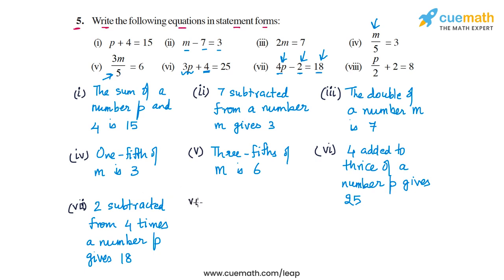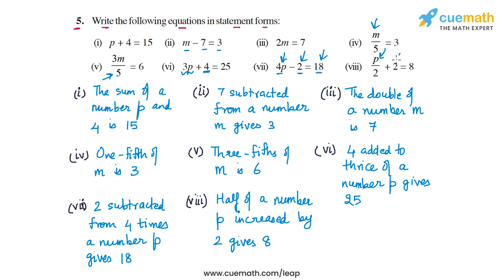Finally, in part 8, the equation is p by 2 plus 2 is equal to 8. So p by 2, we could refer to it as half of p. So half of a number p, let's write it in a different way this time, increased by 2. So increased by 2 means you're adding 2. So increased by 2 gives 8. So half of p, so p by 2, increased by 2 gives you 8. So with this, we have completed question number 5.